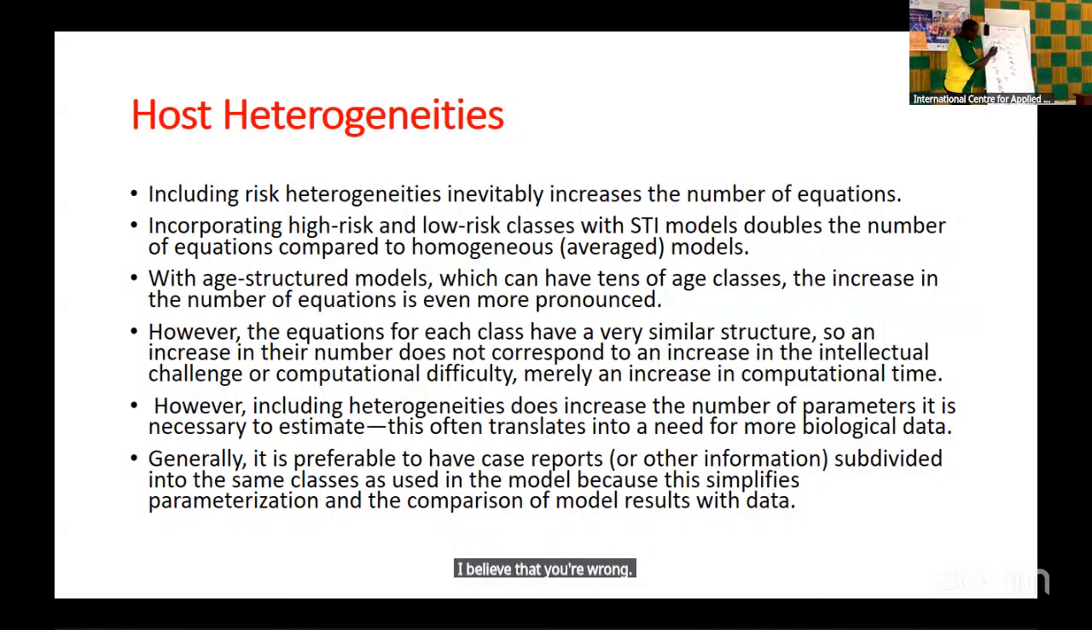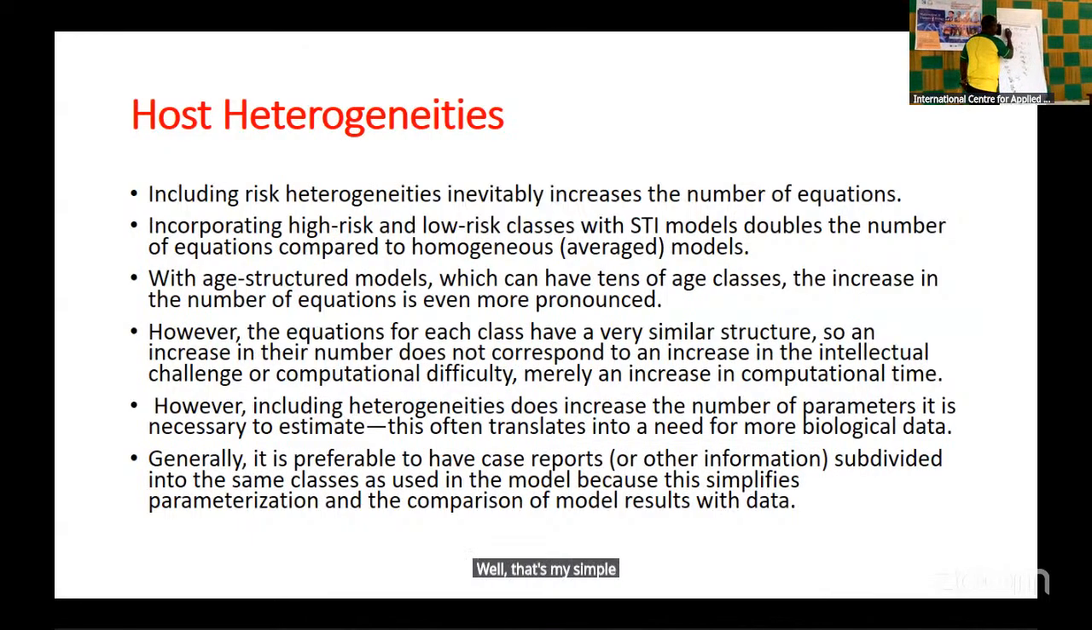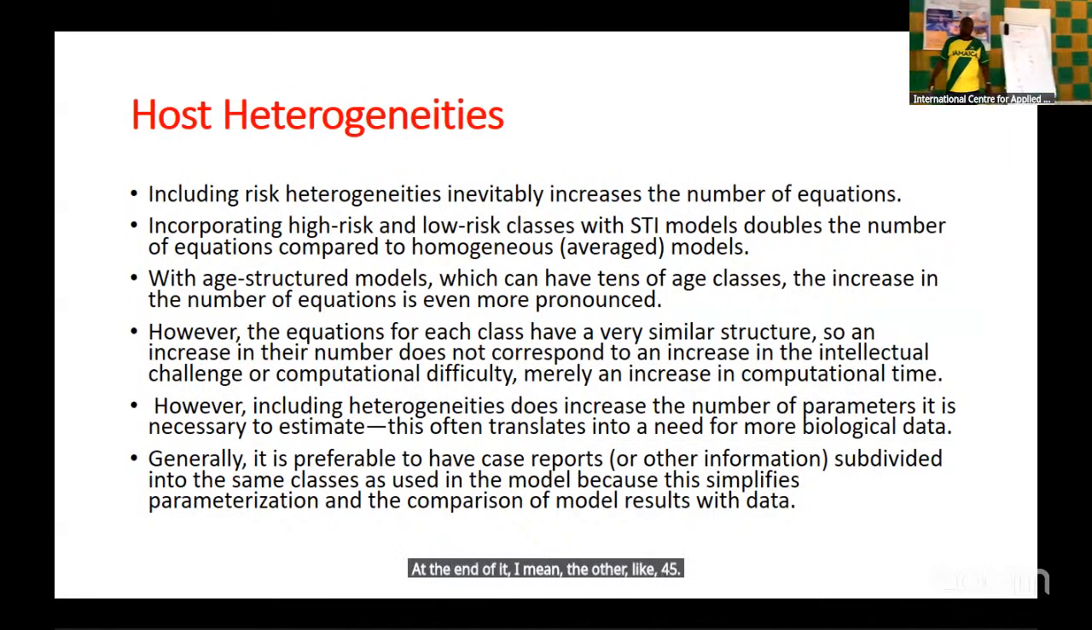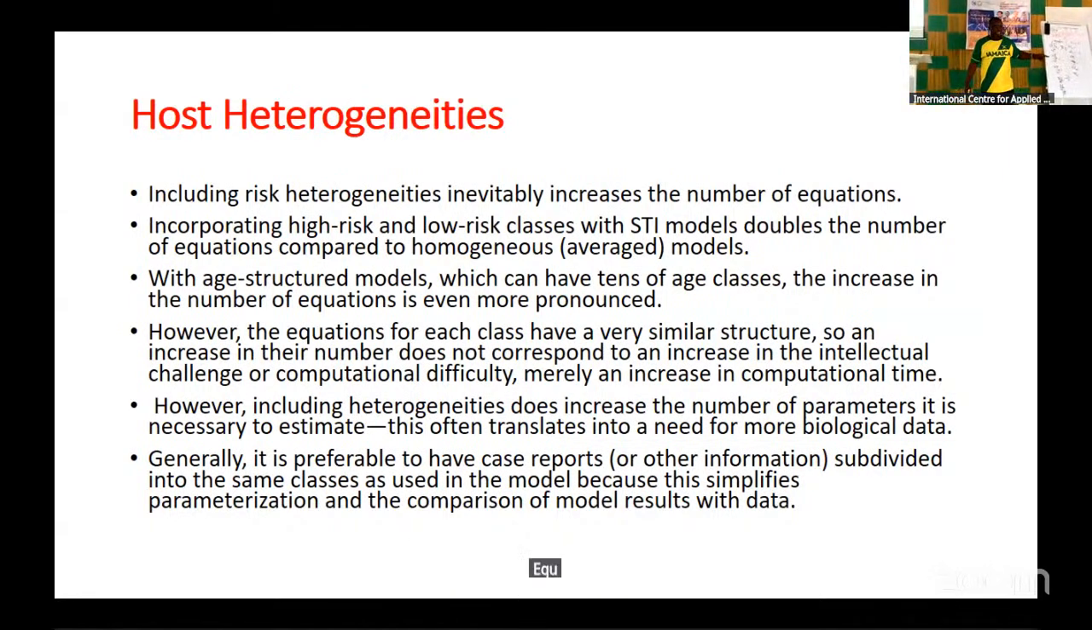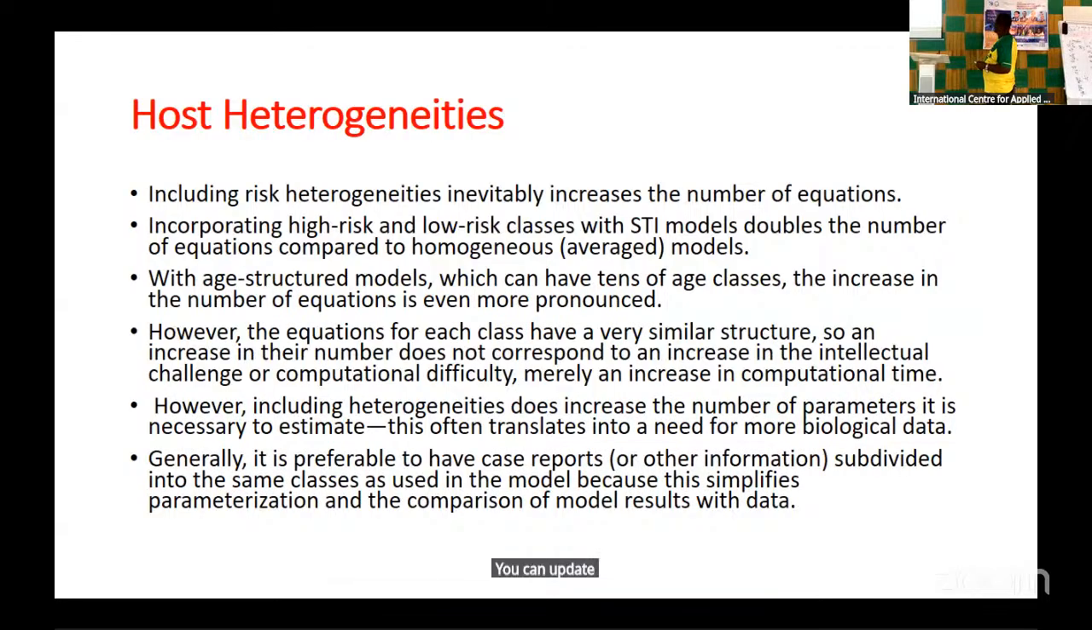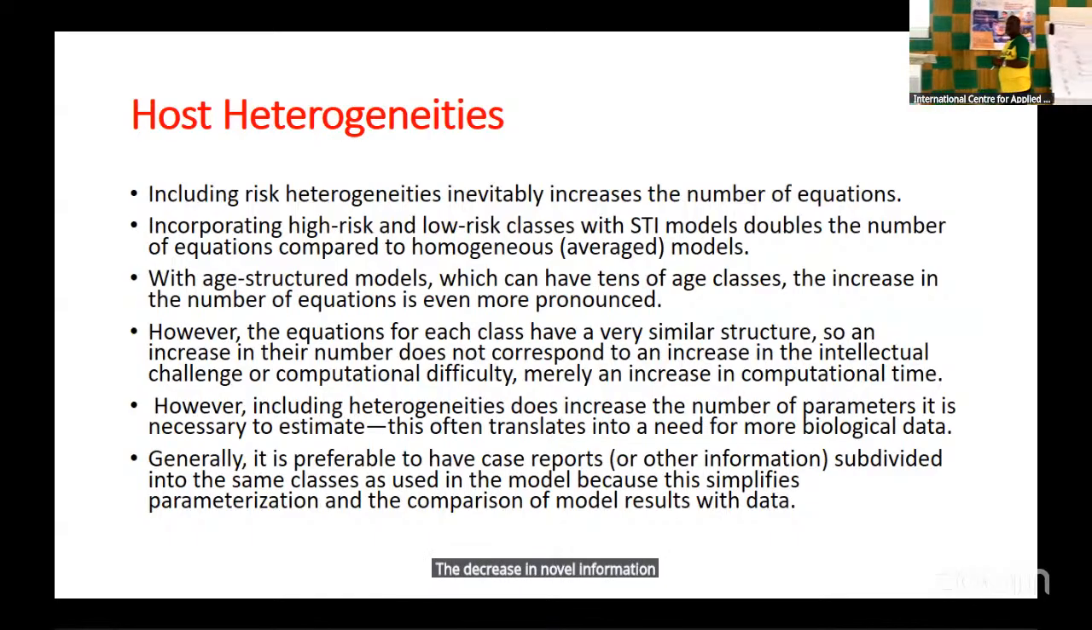So if for instance, I develop SIR for that particular model, I didn't consider other distinct classes or groups. I just say SIR. So for this SIR, I may be having maybe 15 different classes for one age group, and then another age group. At the end of the day, I may be having like 45 equations when it comes to this. So you will find out that with age structure models, we can have tens of age classes. The increase in number of equations is even more pronounced.